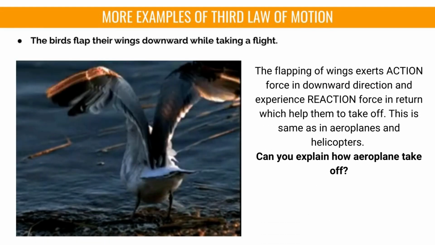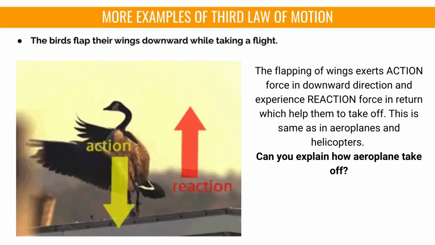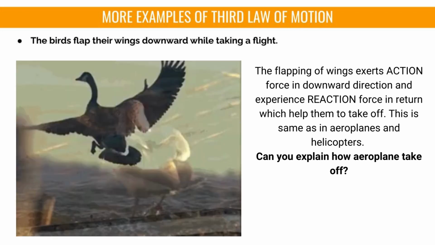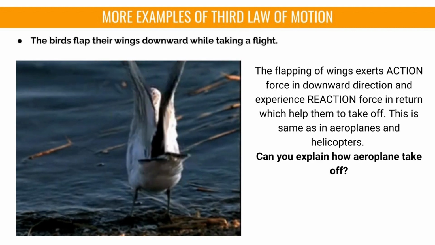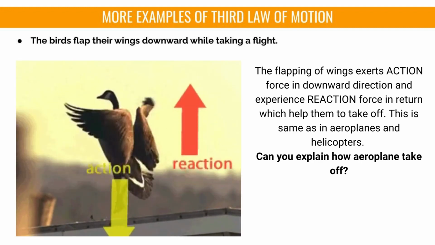Birds flap their wings downward while taking flight. The flapping of wings exerts an action force in the downward direction, and they experience a reaction force in return, which helps them to take off. This is the same as in aeroplanes and helicopters. Can you explain how an aeroplane takes off?